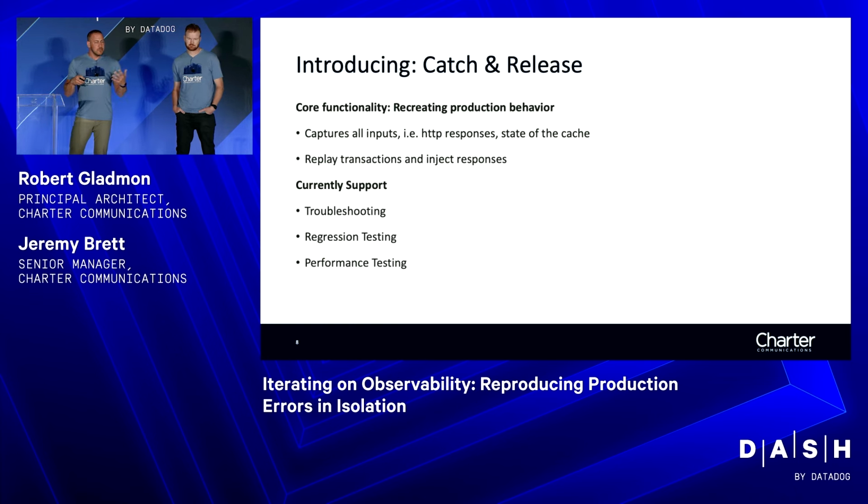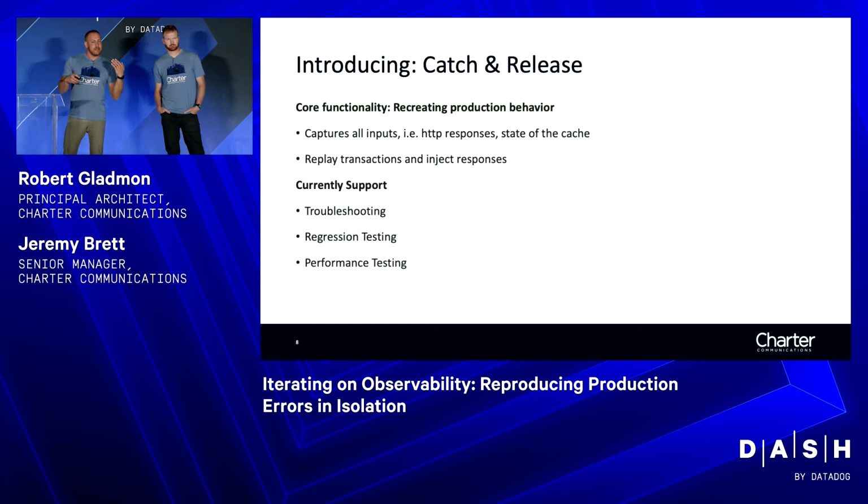So, introducing our tool, we call it Catch and Release, and our core functionality is reproducing production behavior in isolation. That means we are able to capture all the HTTP request and response data as it traverses across all of our microservices, and also capture all the Redis operations we're doing, so we know what the cache looks like. This is important because when we replay a transaction, we need the cache to look the same to make the service do the same thing.